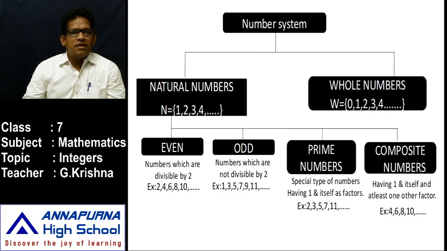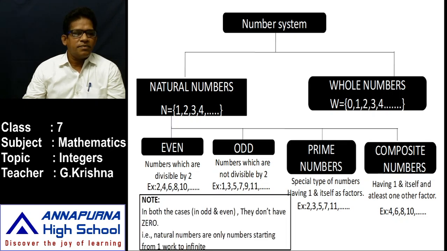So the answer is no. Why? Because the answer is 1. 1 is neither prime nor composite. If we write the factors of 1, we will find only 1 is the factor. Prime means it has 2 factors. Composite means it has more than 2 factors, but 1 has only 1 factor. Therefore, 1 is neither prime nor composite. So this is the brief explanation about the number system.